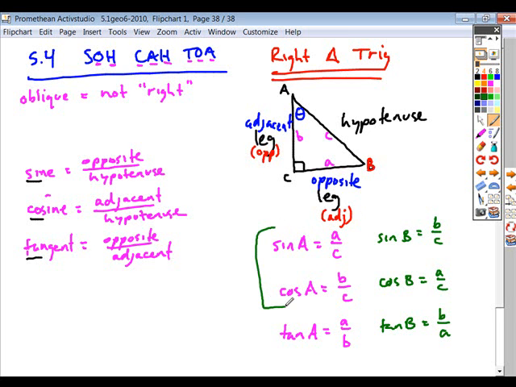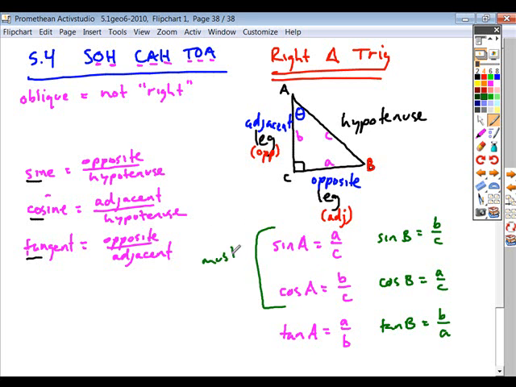there are numeric restrictions on the sine and cosine. Is it possible in a right triangle for a leg divided by the hypotenuse to be a number greater than 1? What's the longest side in a right triangle? Always the hypotenuse. So the ratio for the sine or the cosine can never be greater than 1.